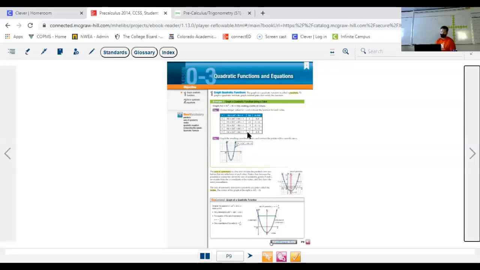Millisecond to get there. Once again, it's on page P9. So get to your McGraw-Hill book.